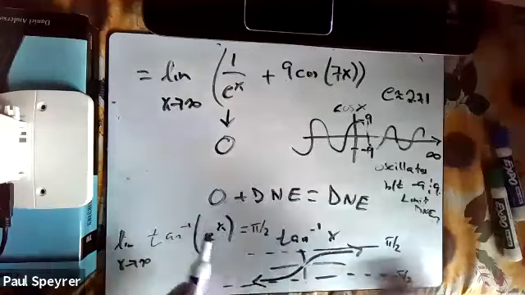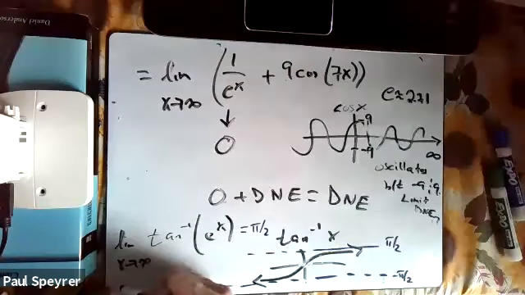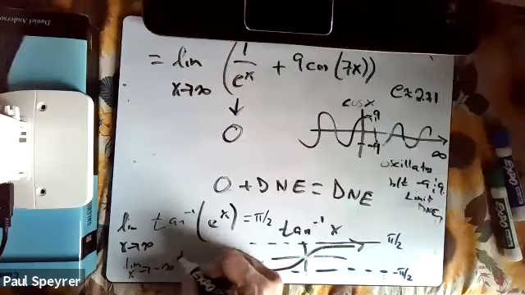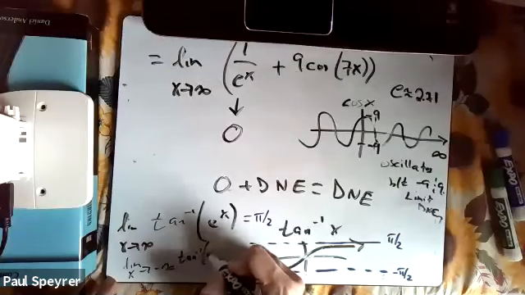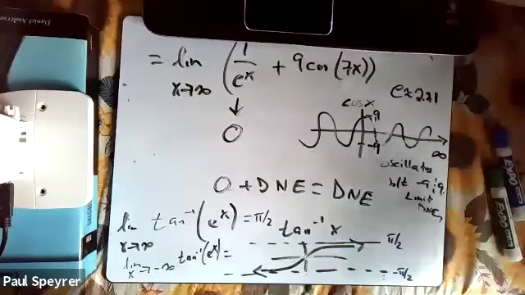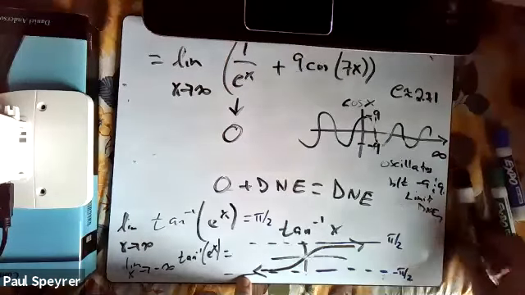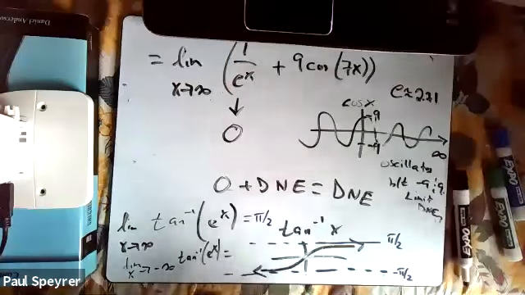Now if they said, okay, what's the limit as x approaches negative infinity of arctan of e to the x, guess what? It's the same concept. What happens if you keep walking to the left? There's a horizontal asymptote right here of y equals negative pi over 2.